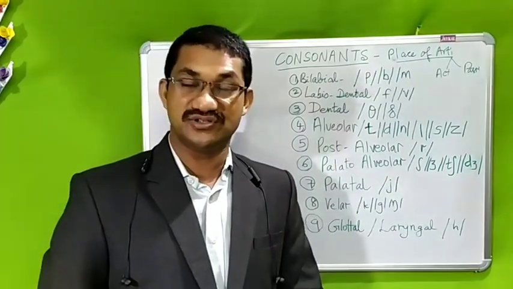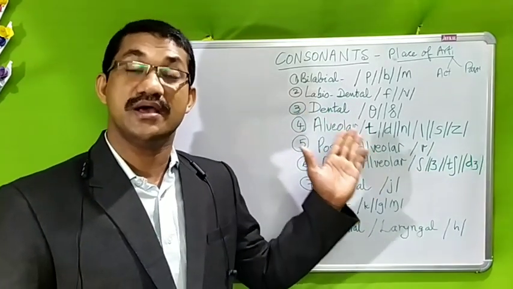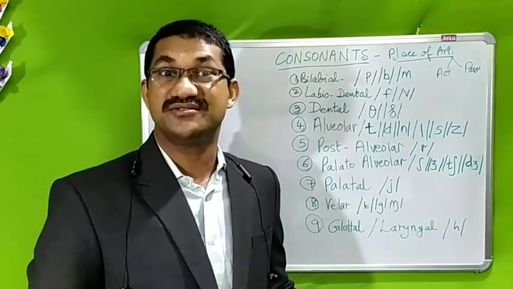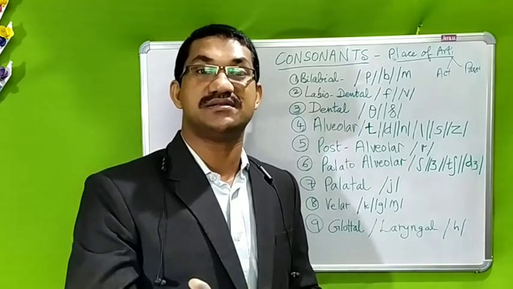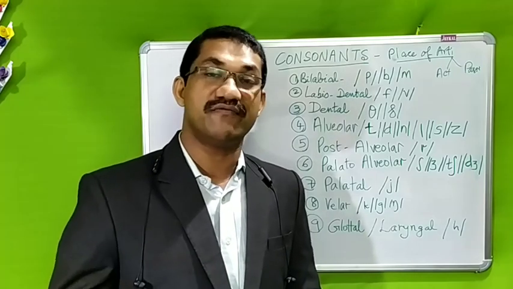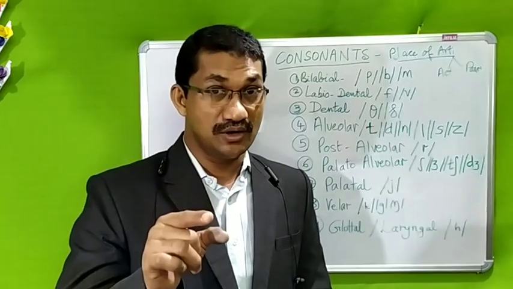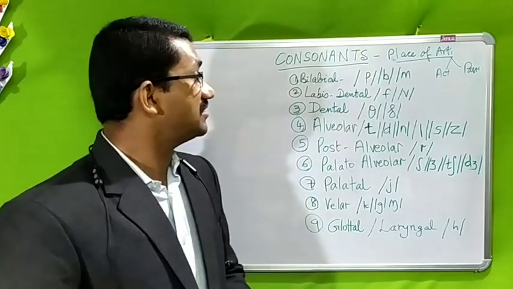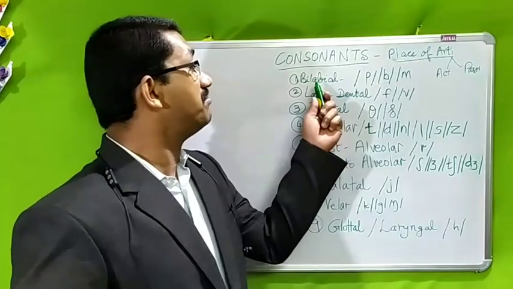Let's look at the first group, the bilabial consonants. In all the 9 groups, we will be looking at the place of articulation: which is the active articulator and which is the passive articulator. Quite often the active articulator will be the lower lip or some part of the tongue. Now let's look at the first type of consonant based on the place of articulation, the bilabial consonants.